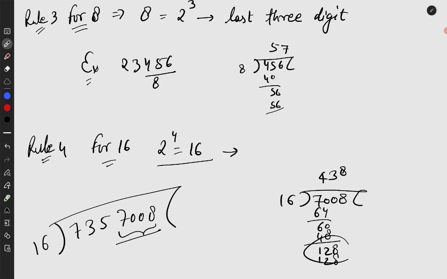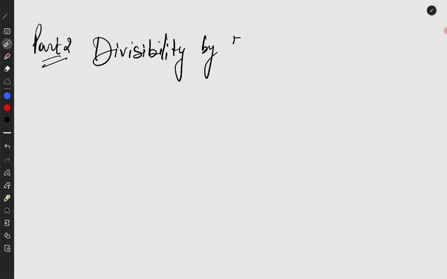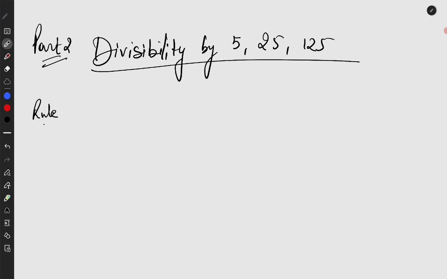Alright. Now, let's see part 2. Part 2 is divisibility by 5, 25 and 125. Right? Let's see. Now, these follow the same pattern we observed earlier for 2, 4, 8, 16 and so on. Now, let's go for rule number 1, for 5.